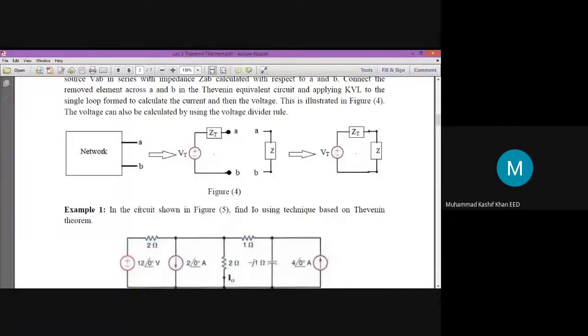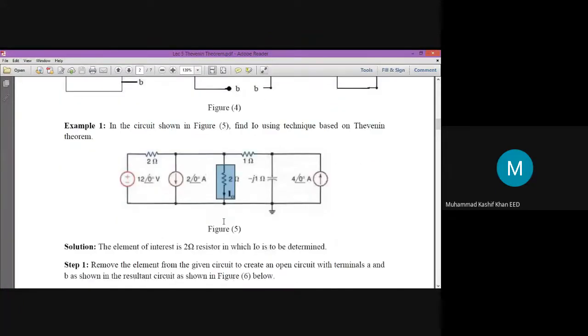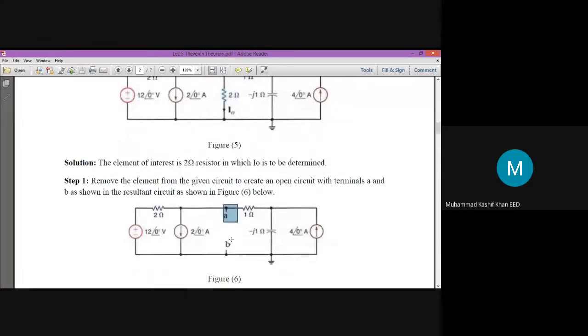In this example, there is a network of resistors, capacitor, current sources, and voltage sources, but we are asked to find out the current flowing in this 2 ohm resistor. We have to find out the current in this 2 ohm resistance. So our element of interest is this particular 2 ohm resistance. As first step, we will remove this 2 ohm resistor and we will mark the point A and point B. I have marked the point A and point B. I have removed the element of interest.